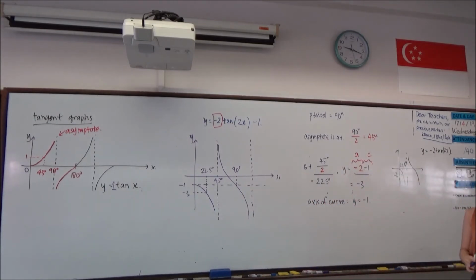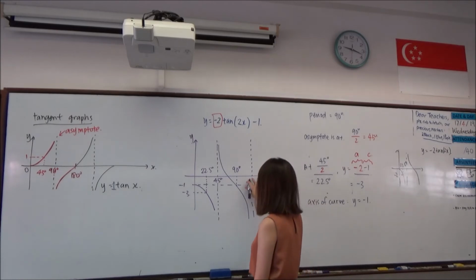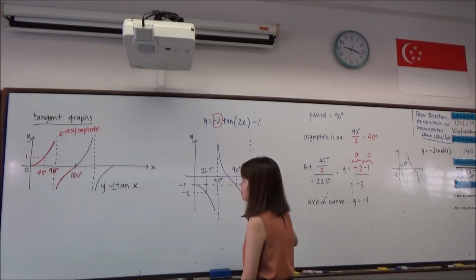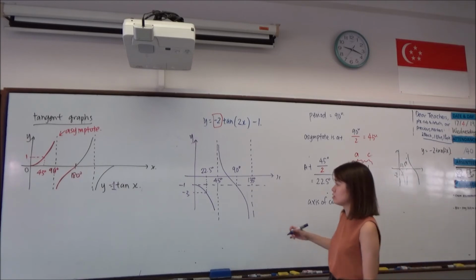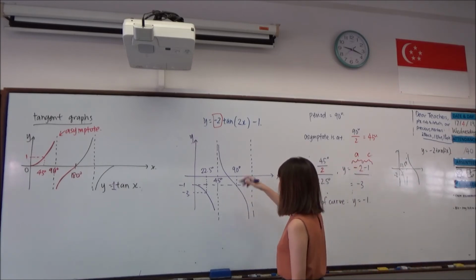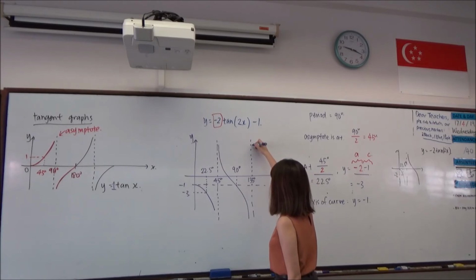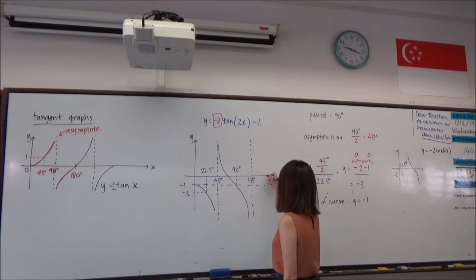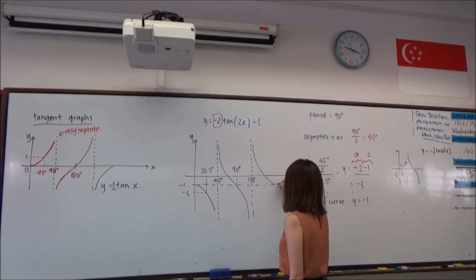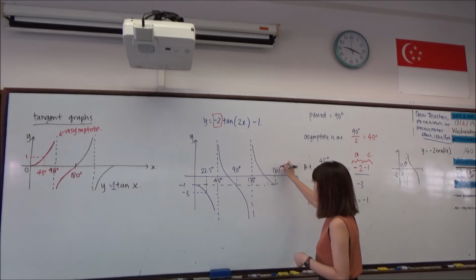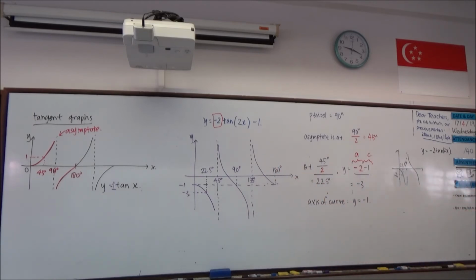Right? Then after that, the next one, this one will be 135, right? So if you're asked to draw up to maybe 360 degrees, draw 2 cycles, then the other one will have to be... okay. Alright? Alright, any questions?